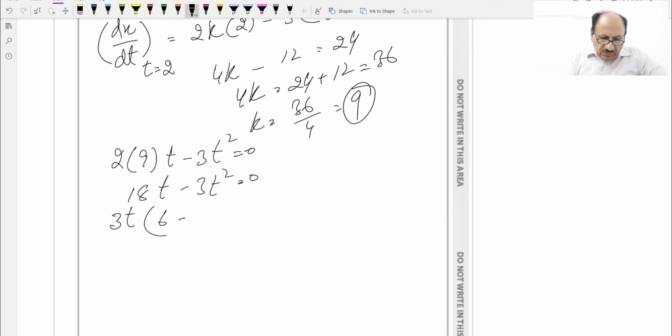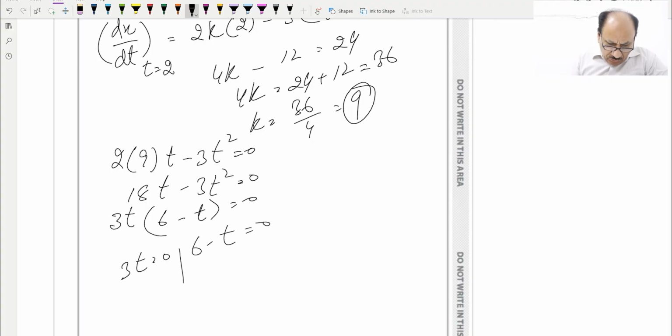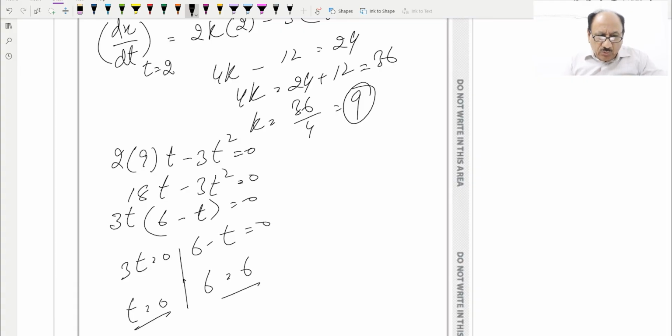So 6 minus t is equal to 0. So 3t is equal to 0 and 6 minus t is equal to 0. So t is equal to 0 and t is equal to 6. So these are the two values.